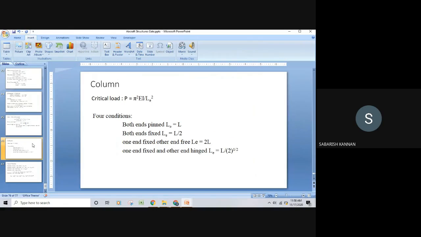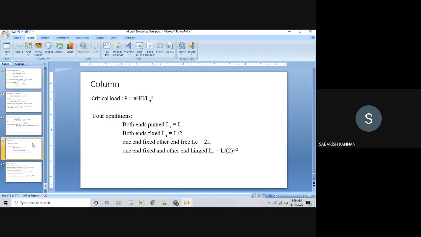So in that column, we need to find out the critical load or buckling load. So the basic formula is Euler's critical load, Euler's formula, that is pi square EI by LE square. This is our formula to find out the critical load.